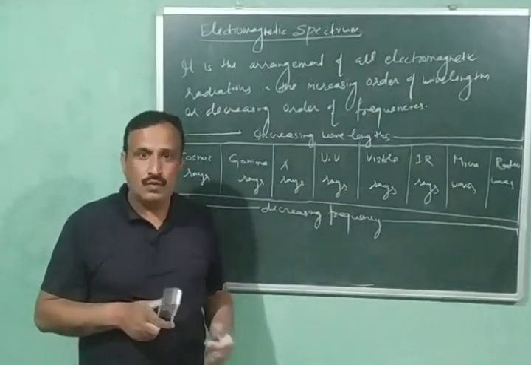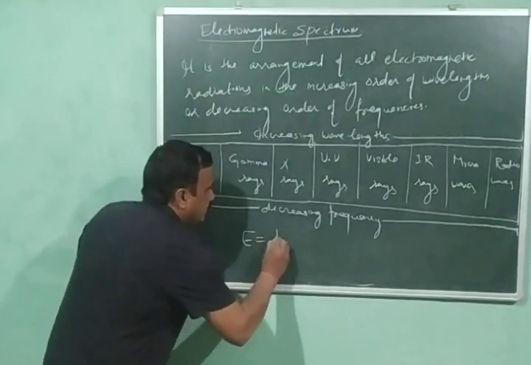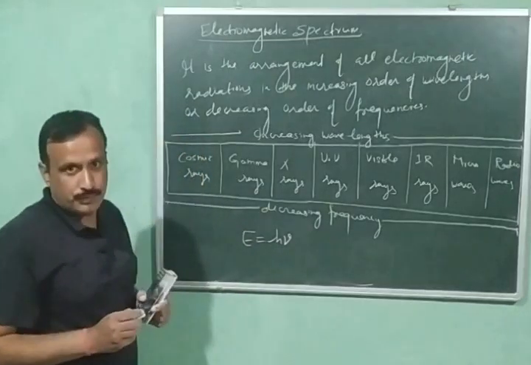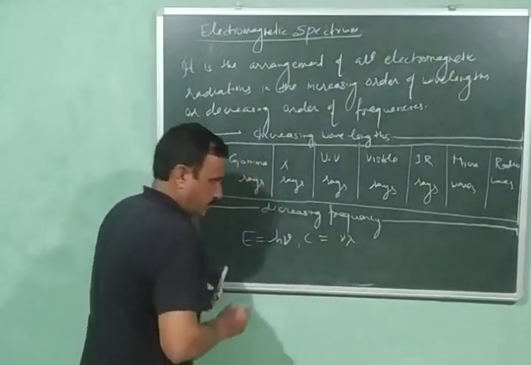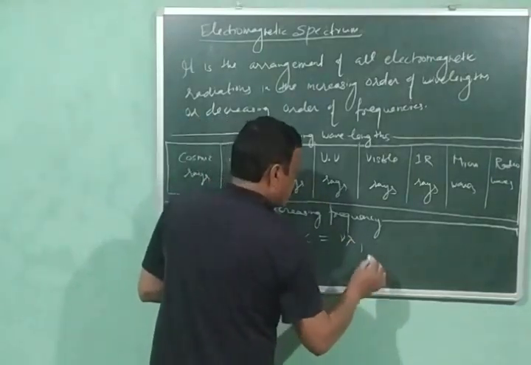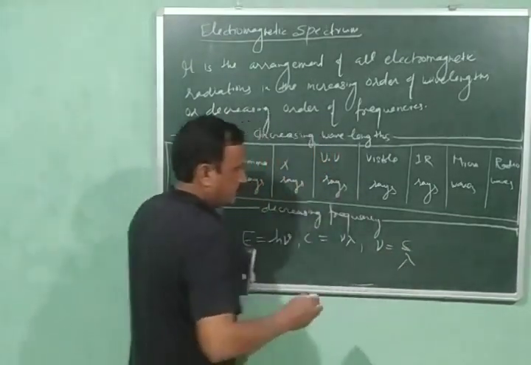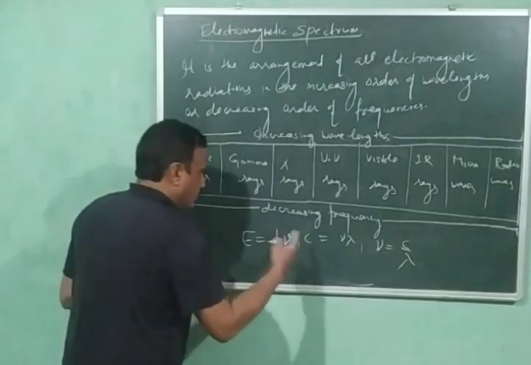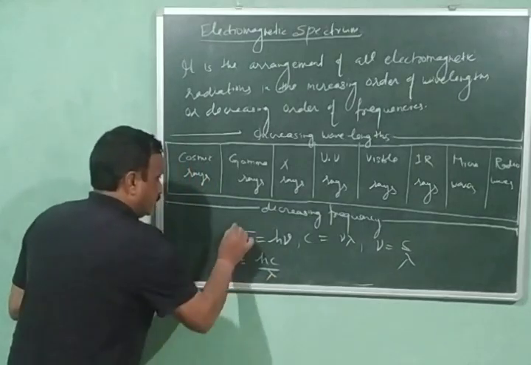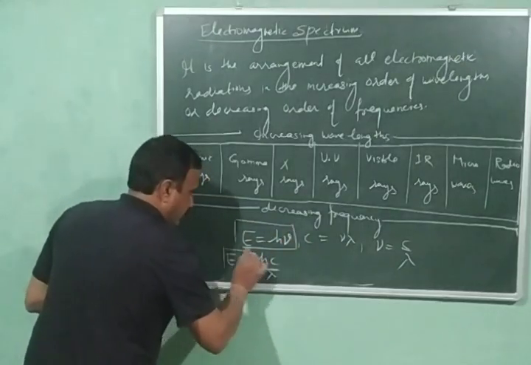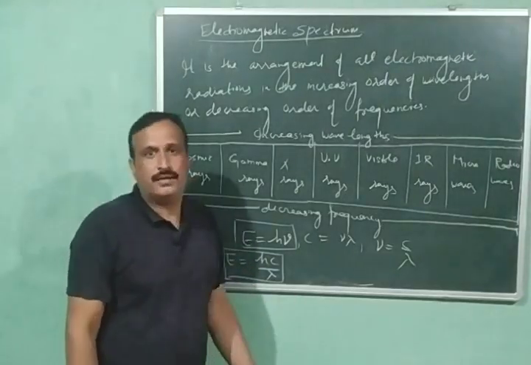Electromagnetic spectrum. Further, the energy of any radiation is given by this expression, that is E is equal to h nu, and we know that c is equal to nu lambda, and from this nu is equal to c upon lambda. So we will substitute it here, then we will have E is equal to hc upon lambda. So these two are the expressions for the energy of any electromagnetic radiation.